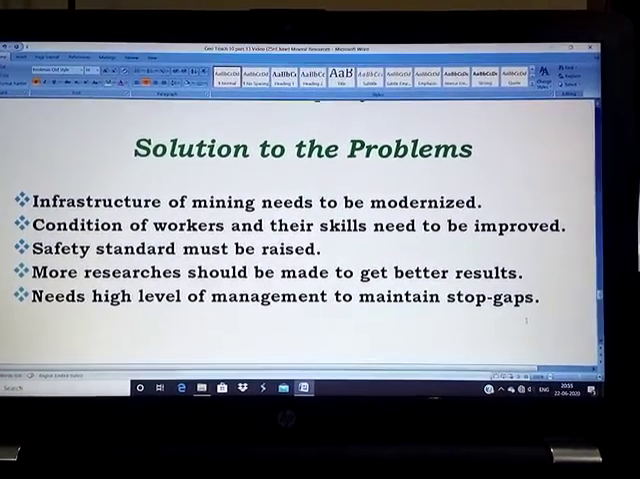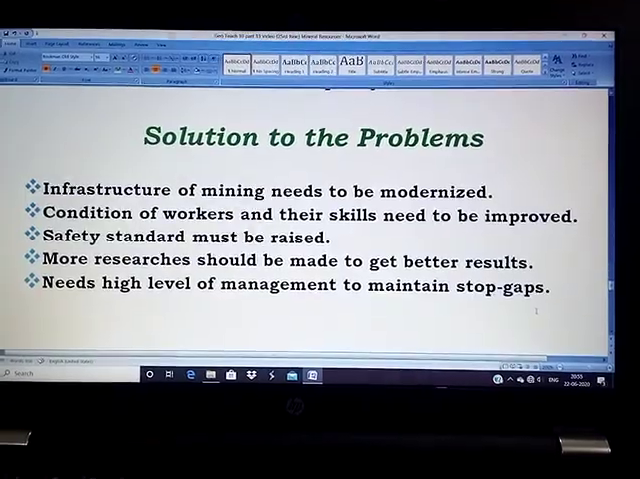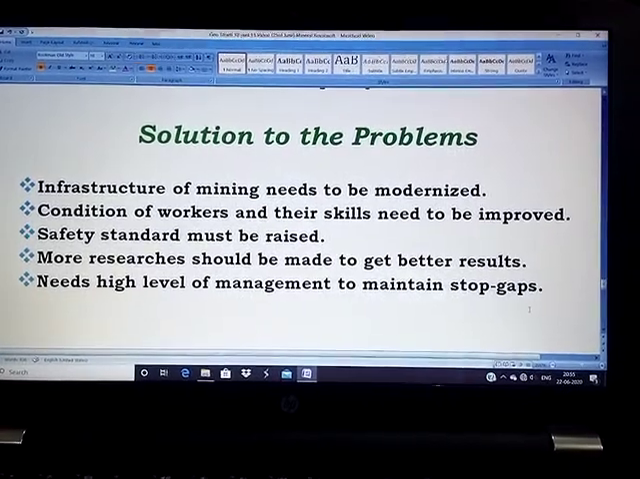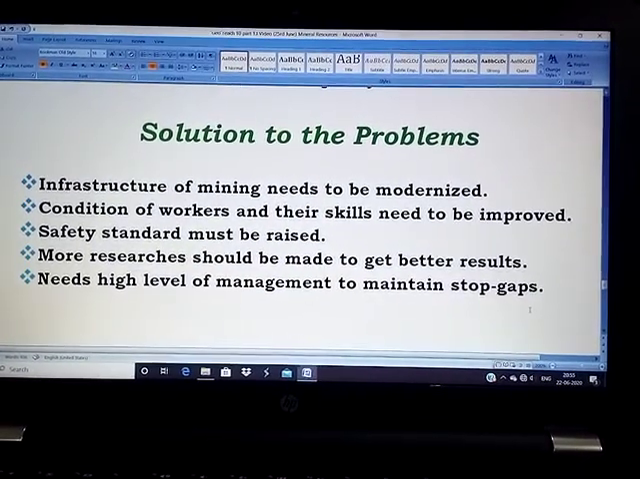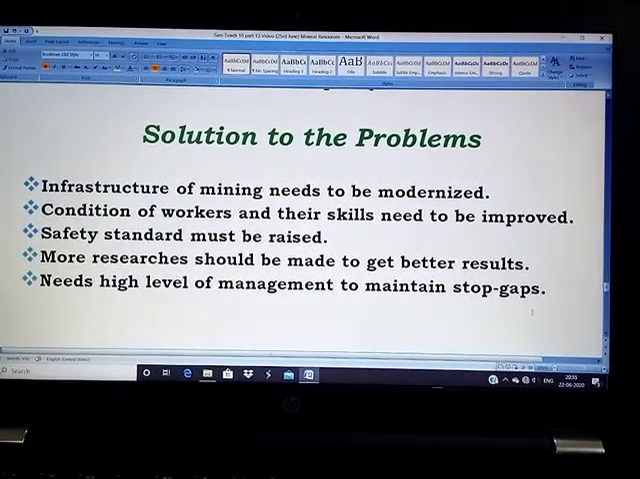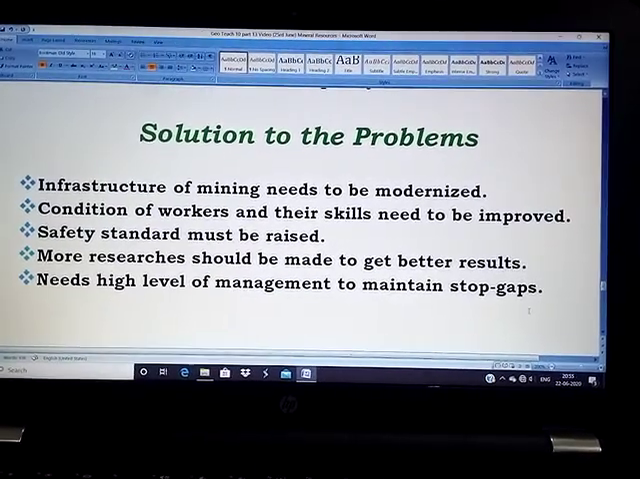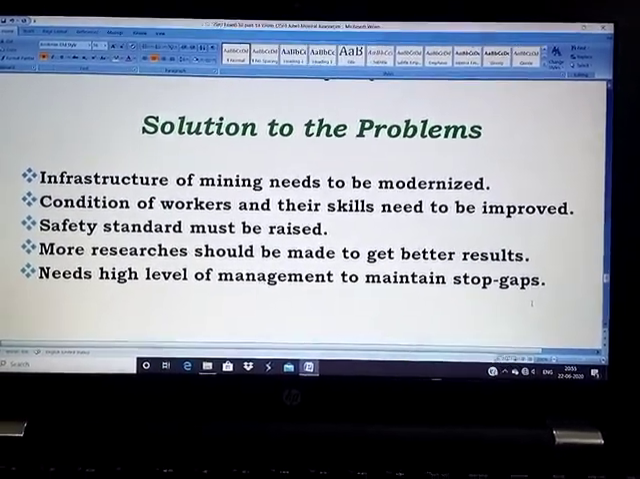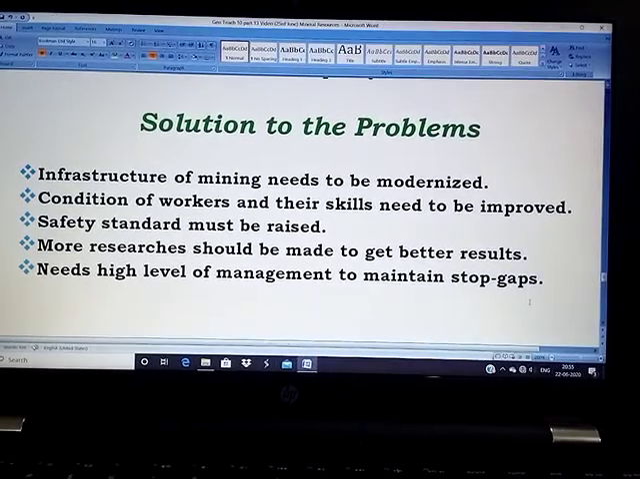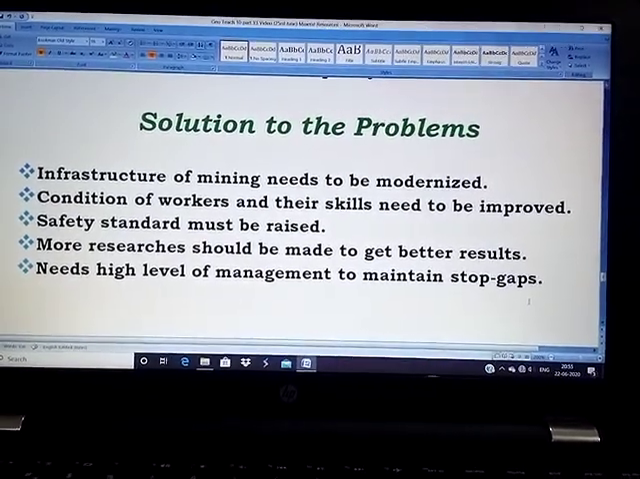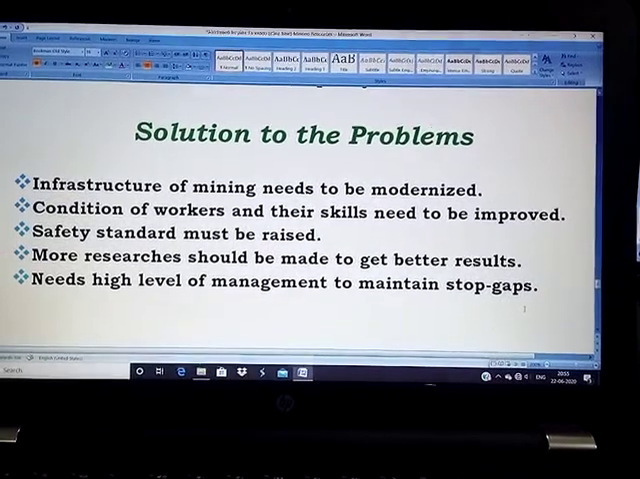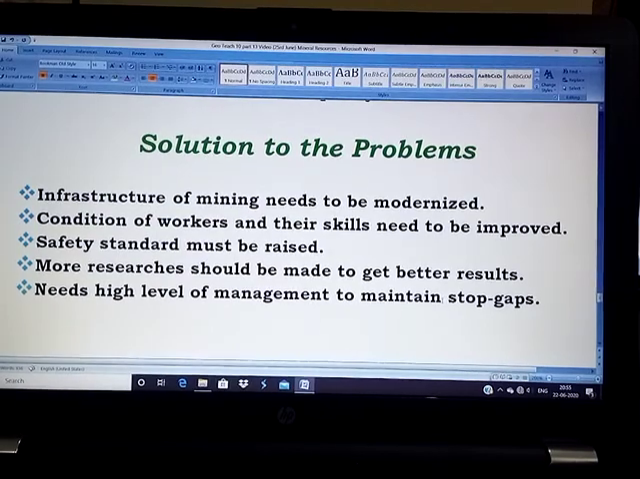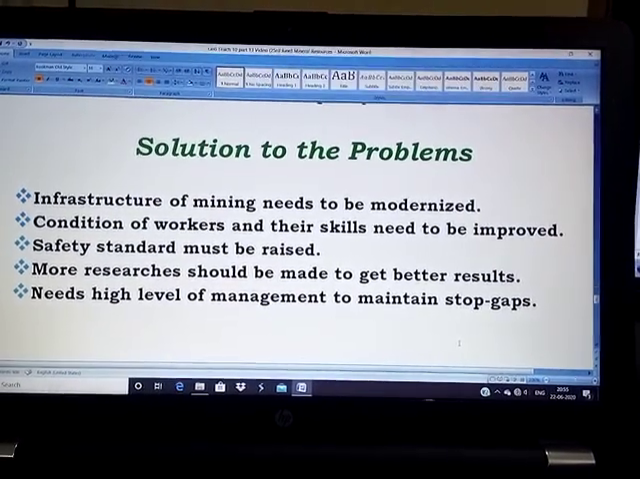Infrastructure of mining needs to be modernized. The old methods cannot go. Conditions of workers and other skills need to be improved. Workers need to be trained. They should be motivated to learn more skills. Safety standards must be raised. More research should be made to get better results, and there is a need of high level of management to check negligence, corruption, and slow ways of proceeding, etc.